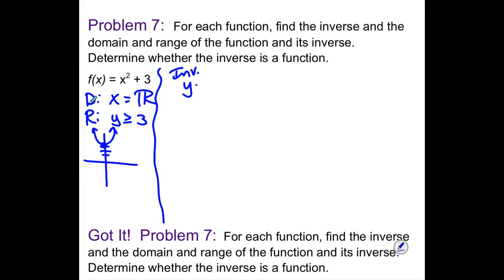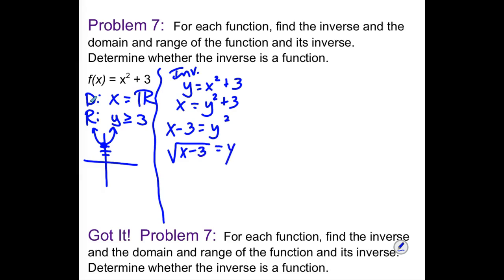So we start out with y equals x squared plus 3. We switch them. And then what do I do? Subtract the 3 over, and then what? Now, when I square root, do I need to include a plus and minus in front? I do. I started out with the whole parabola. That means I'm going to get the whole square root part. Okay? All of it.